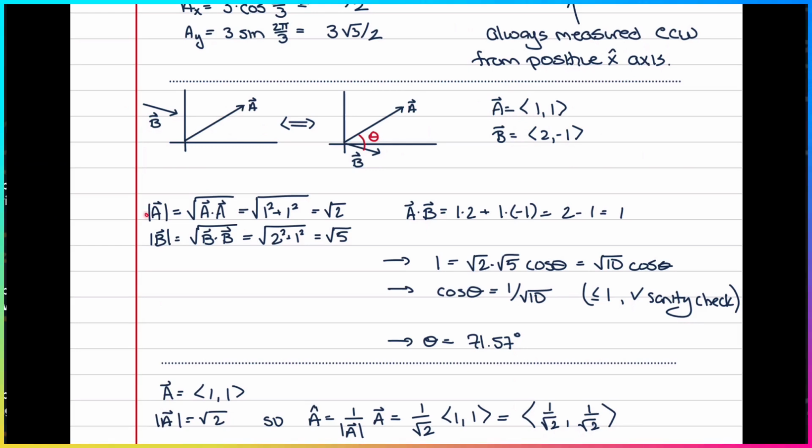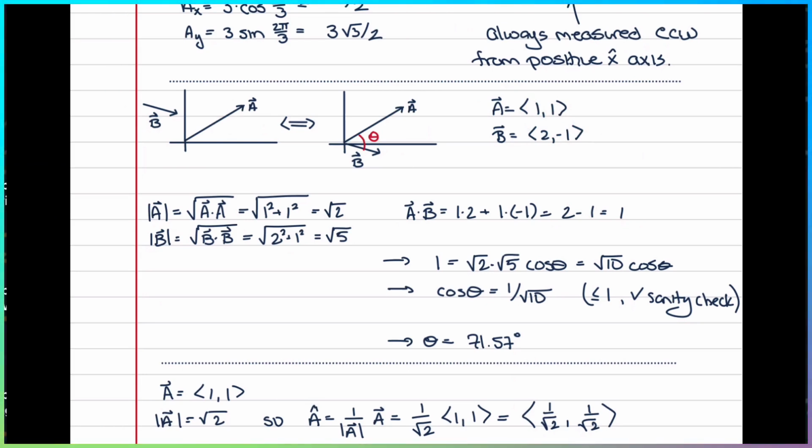Well, I know that the magnitude of A is the square root of its dot product, so it's 1 squared plus 1 squared. So that's square root of 2. Similarly, the length of B is going to be 2 squared plus -1 squared. I should have written -1, but the square gets rid of the negative, of course. So that's square root of 5. And then the dot product, A dot B, is 1 times 2 plus 1 times -1. So then I have 2 minus 1, or 1.